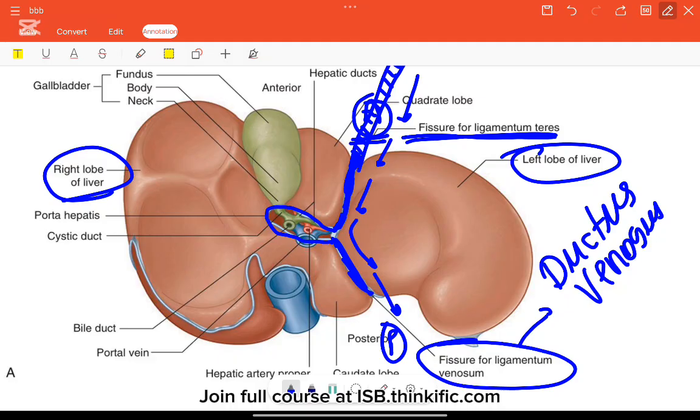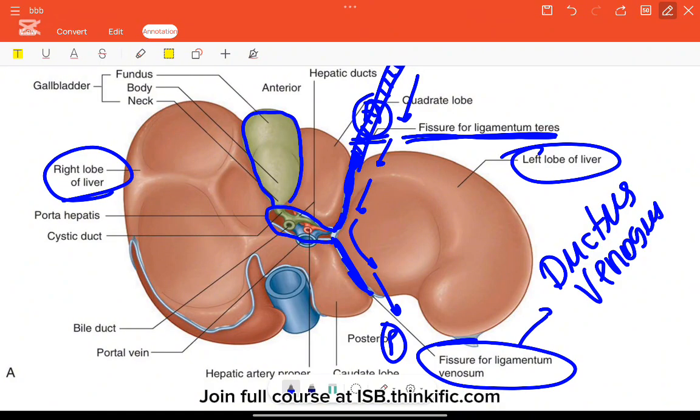So it means if they ask you what divides right from left lobe, anatomical I mean, anteriorly it's the falciform ligament, and from the visceral surface anteriorly is the fissure for ligamentum teres, and posteriorly the fissure for ligamentum venosum. So these are two distinct structures that we can see in the inferior surface. To the right, we have the gallbladder and the fossa of the gallbladder.